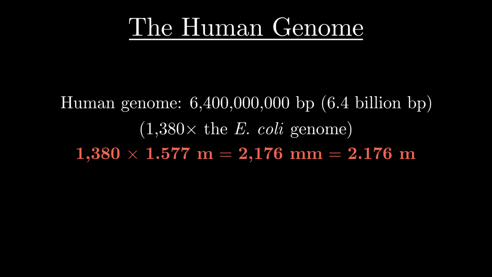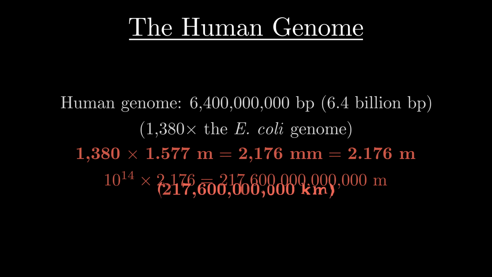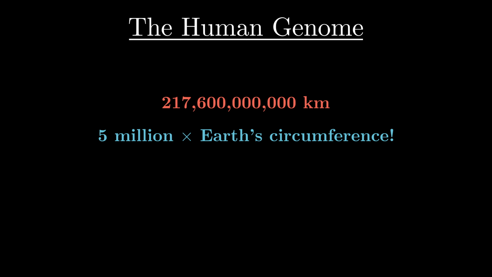But humans, of course, are not single-cell organisms like bacteria. There are about 10 to the 14 cells in the human body, so that means that each of you contains over 217.6 billion kilometers of DNA. That's enough to go around the world 5 million times. Put another way, 217.6 billion kilometers is the distance that light would travel in 8.4 days through a vacuum.